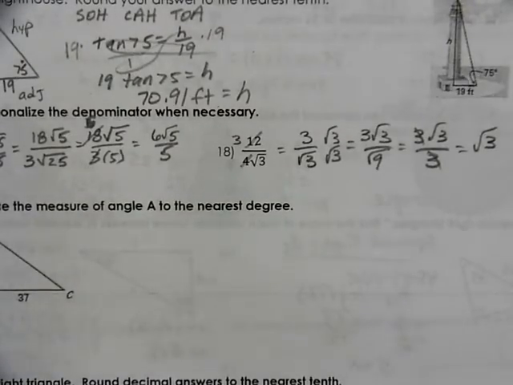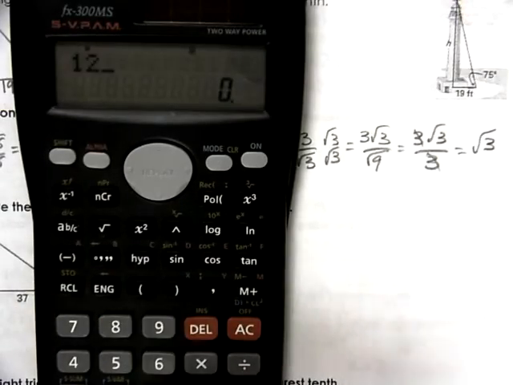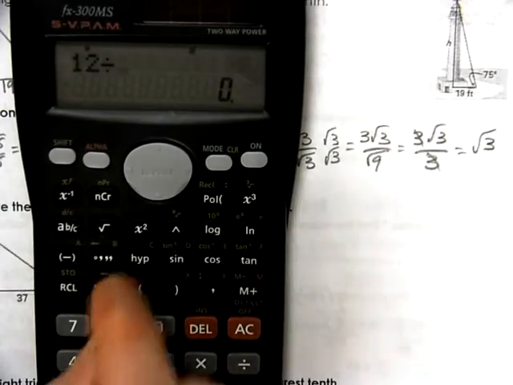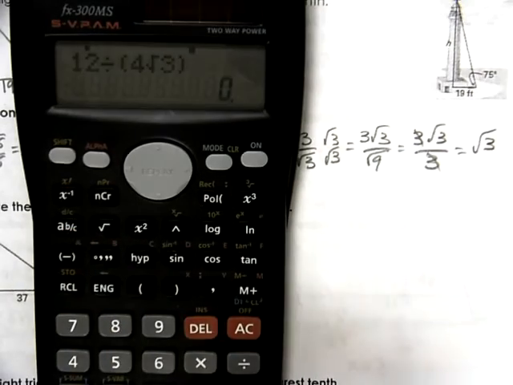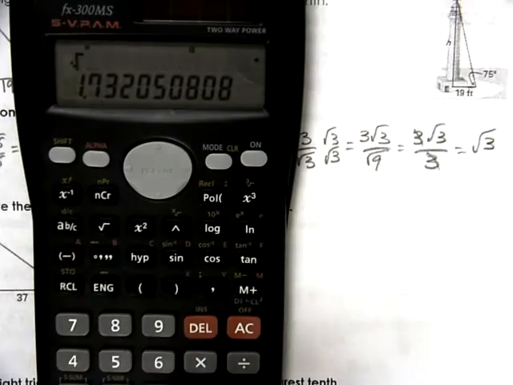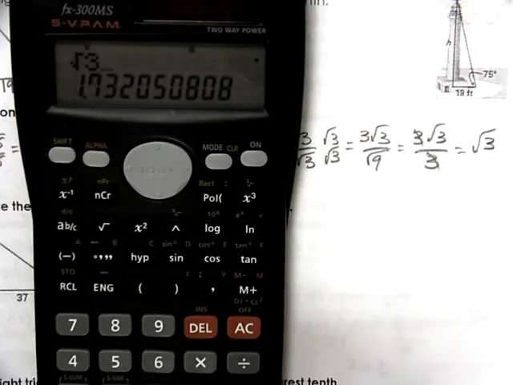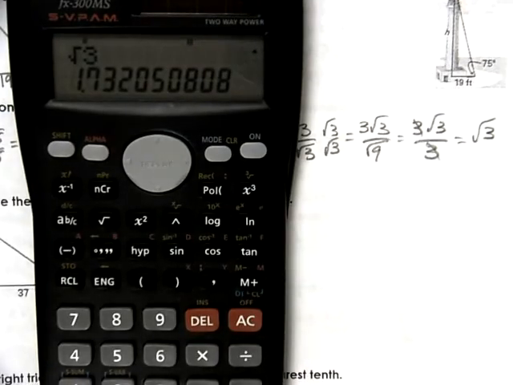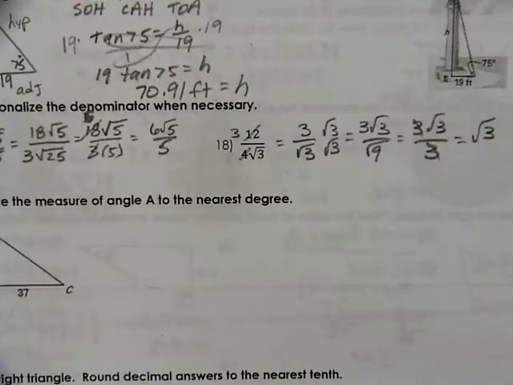One way to check that is to take 12 and divide that by 4 square root 3. Take the square root of 3 and see if we come up with the exact same answer. None of those numbers change, so yes, they are equivalent to each other.